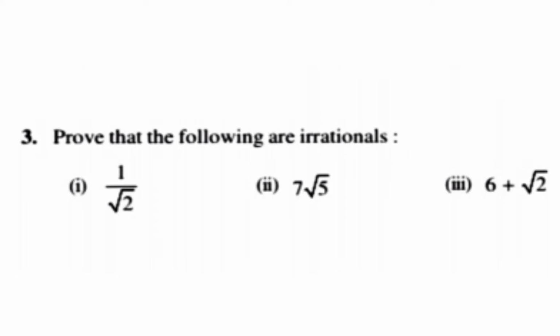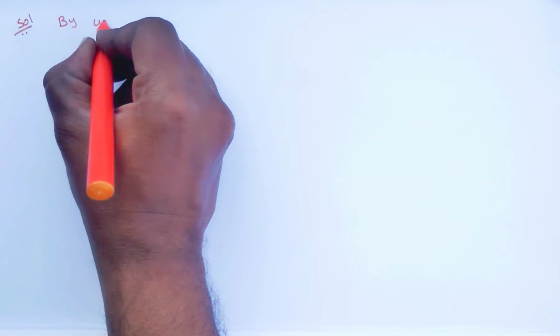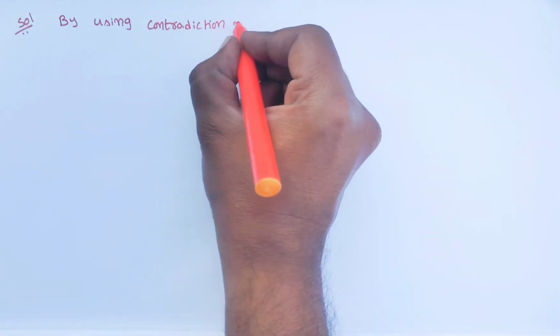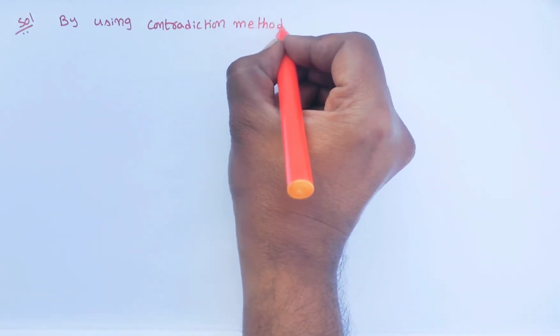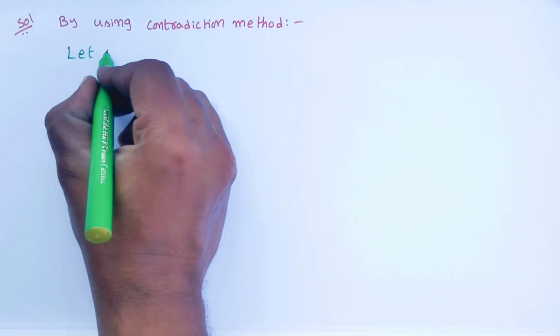Hi viewers, now we discuss the topic exercise 1.3, third section, third problem. Prove that 6 plus root 2 is an irrational. Here 6 is a rational and root 2 is irrational. Summation of rational plus irrational, we get the result is an irrational. But we prove this one by the indirect method, proof by using the contradiction method.